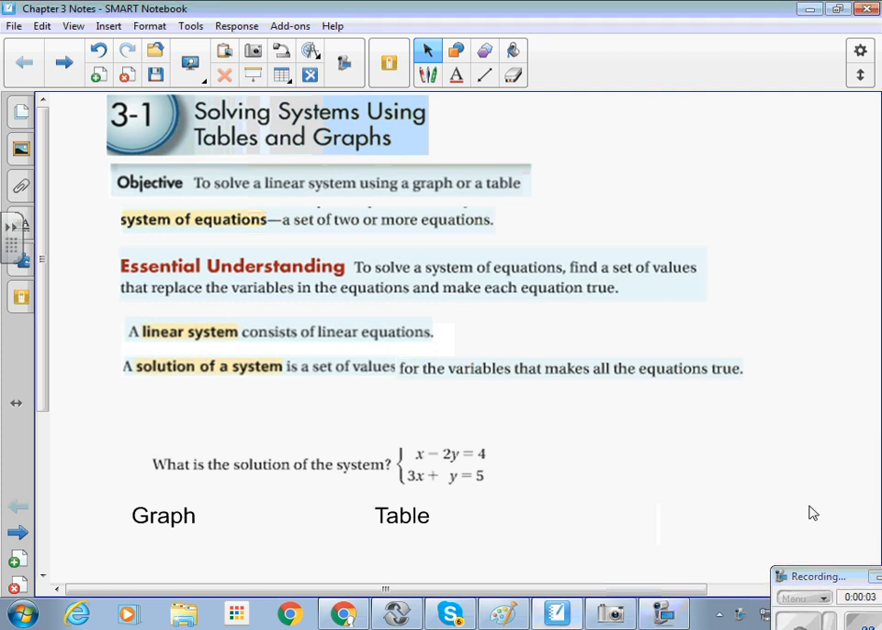All right, so this is 3-1, solving systems using tables and graphs, and thank goodness our learning objective is to solve a linear system using a table or graph.